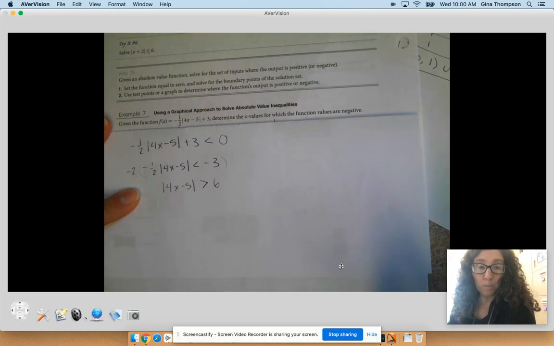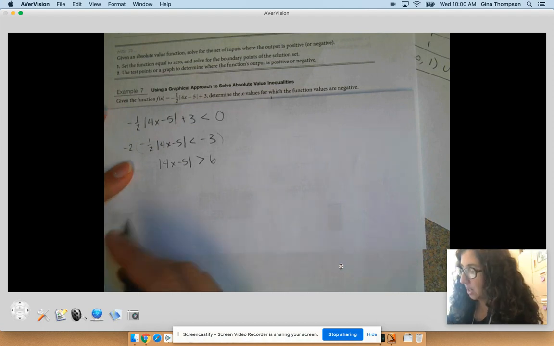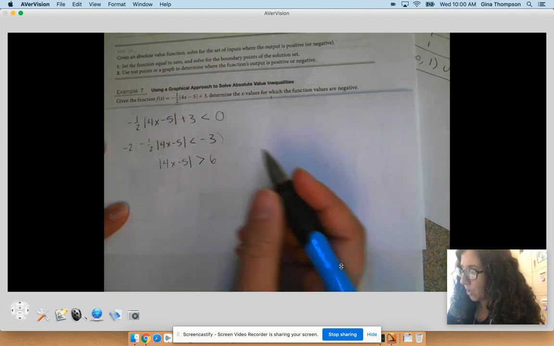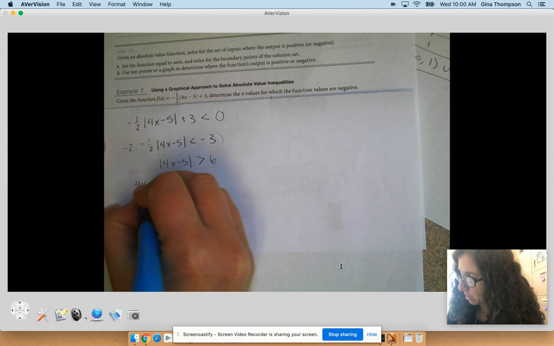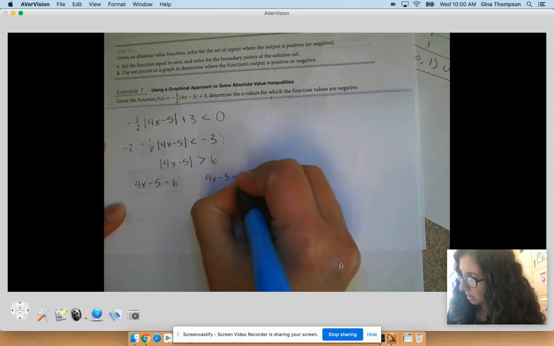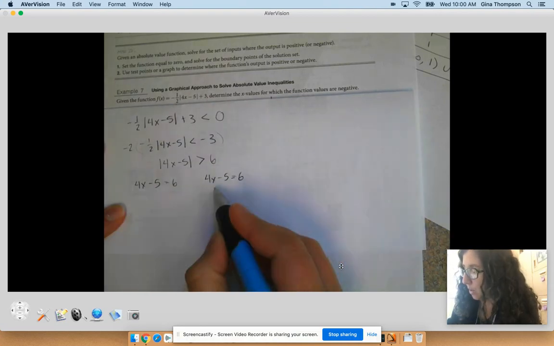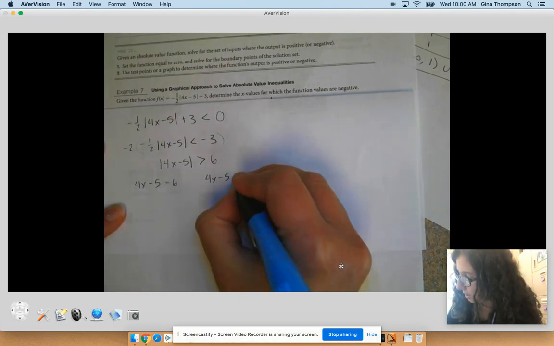Okay, we can decide which method we want to use. Let's just use the book method. Let's find the boundary points and test something in each interval. So I'm going to break this into two problems. Or, sorry, I think I said both of those equations wrong. 4x minus 5 equals 6. 4x minus 5 equals negative 6.